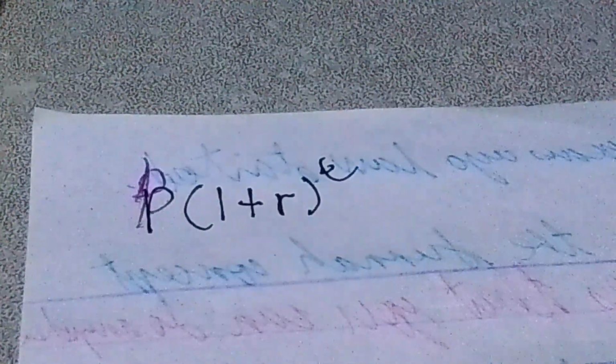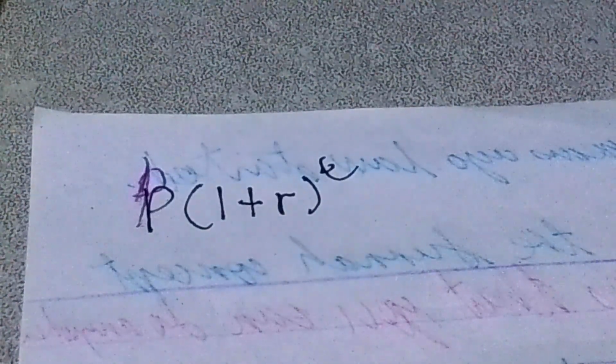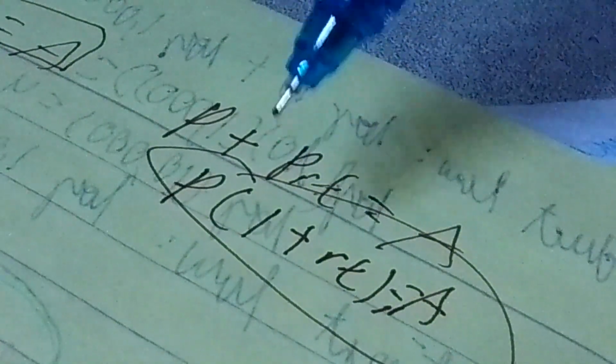Kung sa tingin mo last time, we've done P times R times T. Pero remember, I also had a formula right over here that says P plus PRT equals A. Or we can do P times 1 plus the rate times the time equals A. So now for compound interest, it's still the same formula as this one, pero yung T ay nasa exponent.